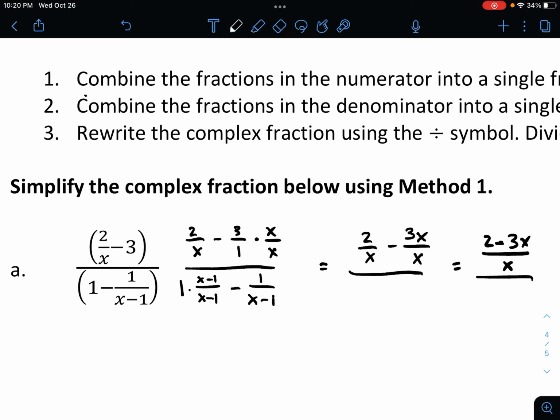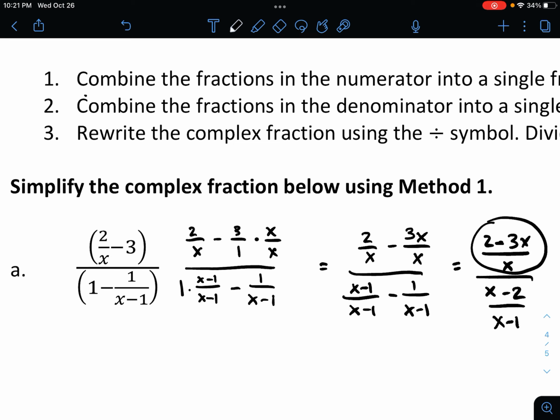Okay, so again, the reason why we did this is because now I'm going to have the same denominator, and I can go about combining these two fractions now. So now I've got x minus 1 over x minus 1 minus 1 over x minus 1. And so if I just combine these like terms into one fraction over x minus 1, I see that we've got an x, right? And then negative 1 minus 1 is negative 2. All right, so there we go. We've combined the numerator into a single fraction, and we've combined the denominator into a single fraction.